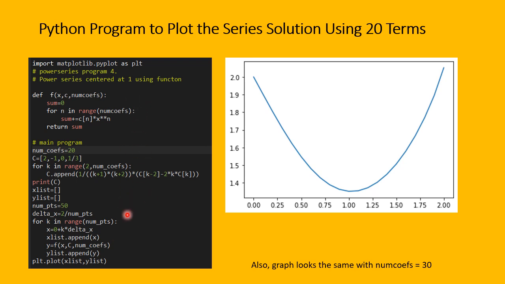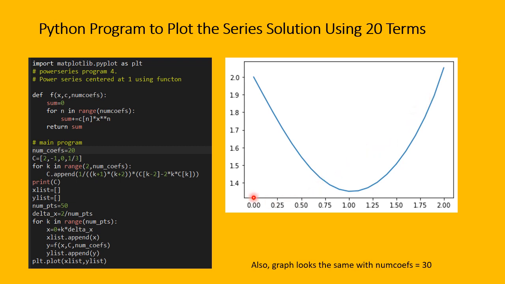It's almost identical to the one that we saw where the number of coefficients was 13. The change in this program is just, I believe, this one statement right here: num_coefs equals 20. When we run this program, here is the curve that we get. It looks virtually identical to the one that we got using the Euler method.